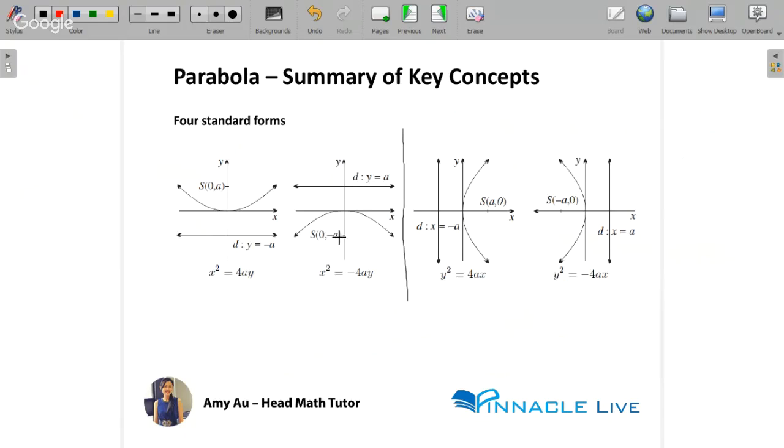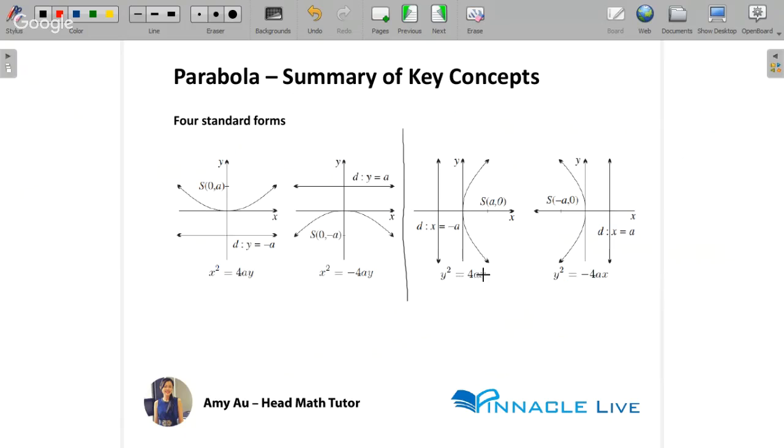Anyway, so that's the first one. And then the second one, I remember what I wanted to say. You may notice that the focus is inside the bowl and the directrix is outside the bowl. So that's something you observe as well.